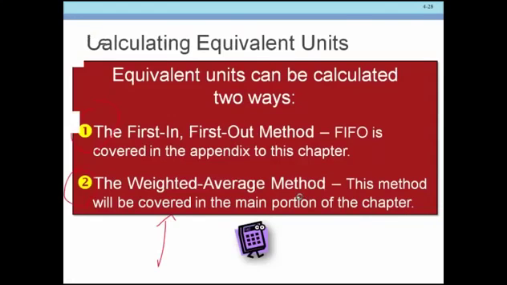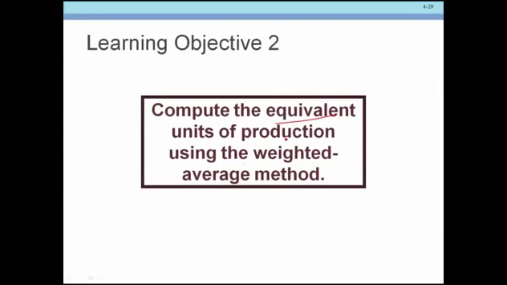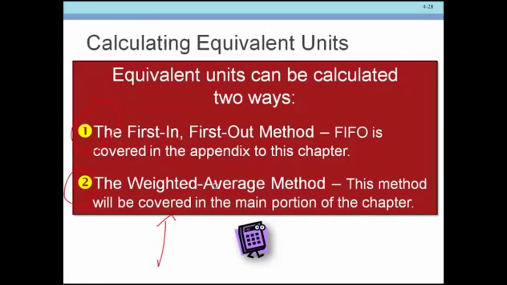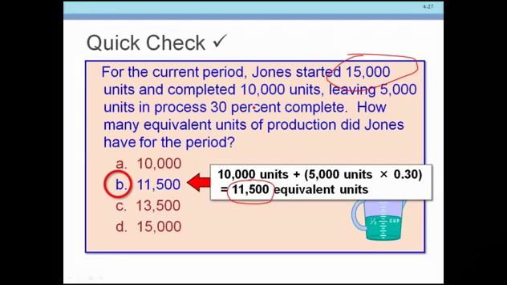Okay. So the next thing we're going to start doing, guess what? Compute the equivalent units of production using the weighted average method. But make sure you are comfortable with this concept. You start at 15,000, finish 10,000 at 100%, but you still have 5,000 that are partially completed. So if I ask you what is the equivalent unit, you really completed 11,500 equivalent units. And once you complete the 70% that's remaining in those 5,000 units, then they are 100% completed.